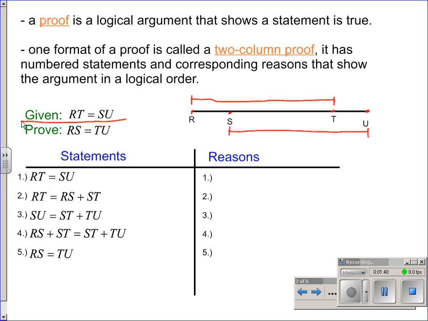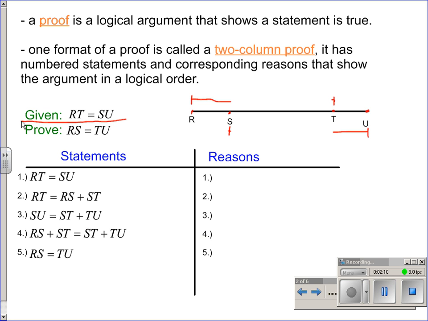The idea is these two segments, RT and SU, are sharing this inner segment, ST. So if you take away that inner segment, ST, you have RS and TU left. Equal things, take away the same thing, you're left with equal things. But let's talk about the organization here.